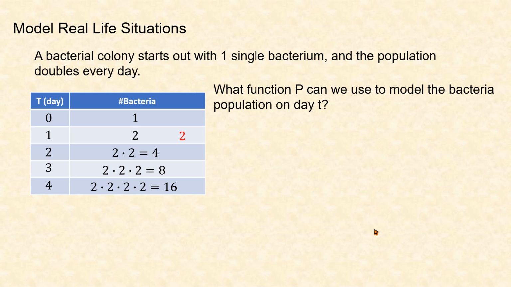Okay? Day 1, I got 2. Day 2, I got 2 times 2, which is 2 squared. On day 3, I got 2 cubed. On day 4, I got 2 to the 4th power. So my population is 2 raised to the t, right? Look, t is 4, I raised to the 4th power. t is 3, I raised to the 3rd power. So my function is p of t equals 2 to the t power.